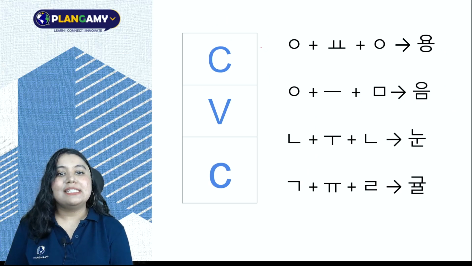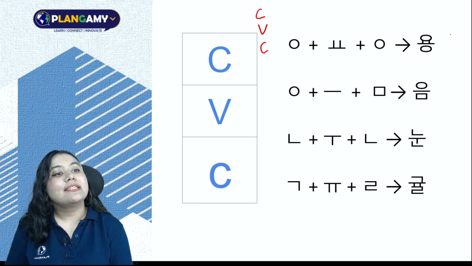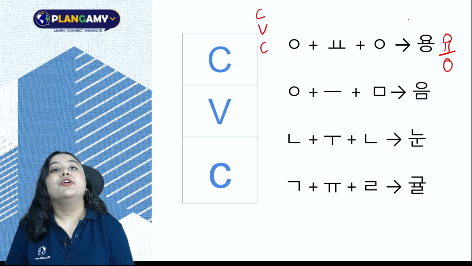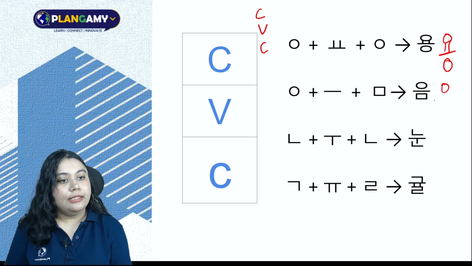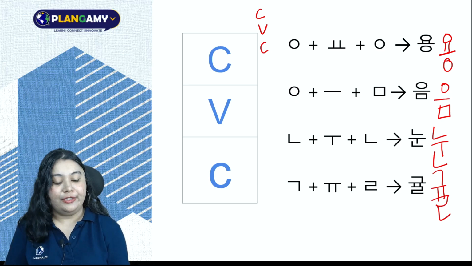Next pattern is consonant over vowel over consonants. Let's try forming this. I have my consonant, place the vowel, yo, and then another consonant, ng, yong. Similarly, m, n, u, nu, and then n, nun, and then q, rl, gyul.